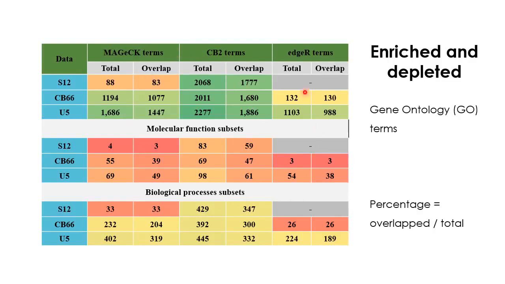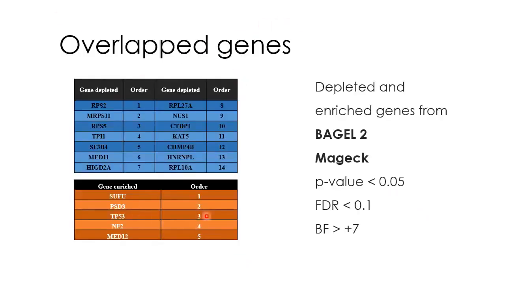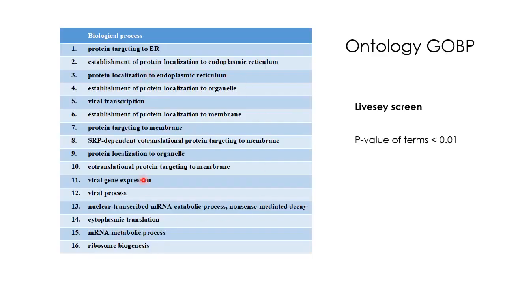This comparison was done for whole sets of GO terms, molecular function, and biological process subset for all the datasets and all the algorithms, and the percentage of overlap was calculated, which is surprisingly high for EDGER in general, but MAGeCK and Bagel perform best with Livesey data. And these are the 19 significant genes common to MAGeCK and Bagel2. These are the biological processes which are related to these genes, which can be categorized into 3 sets: protein localization, viral related, and transcription translation.